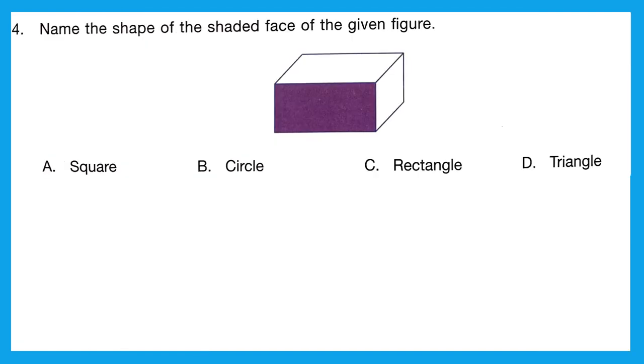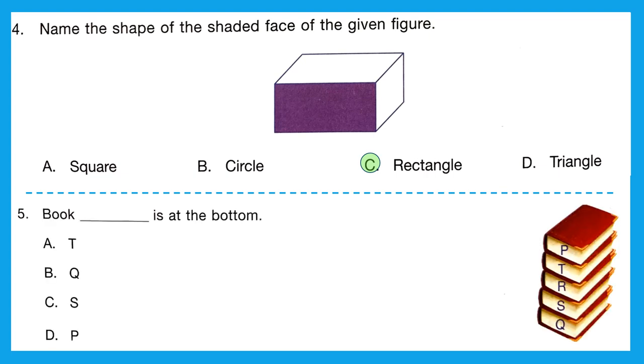Question 4. Name the shape of the shaded face of the given figure. So we need to closely see the shaded face. It has 4 sides. It has 4 corners. But 2 sides are equal to each other, not all 4. And what do we call that shape? It's a rectangle. Option C is the correct option.